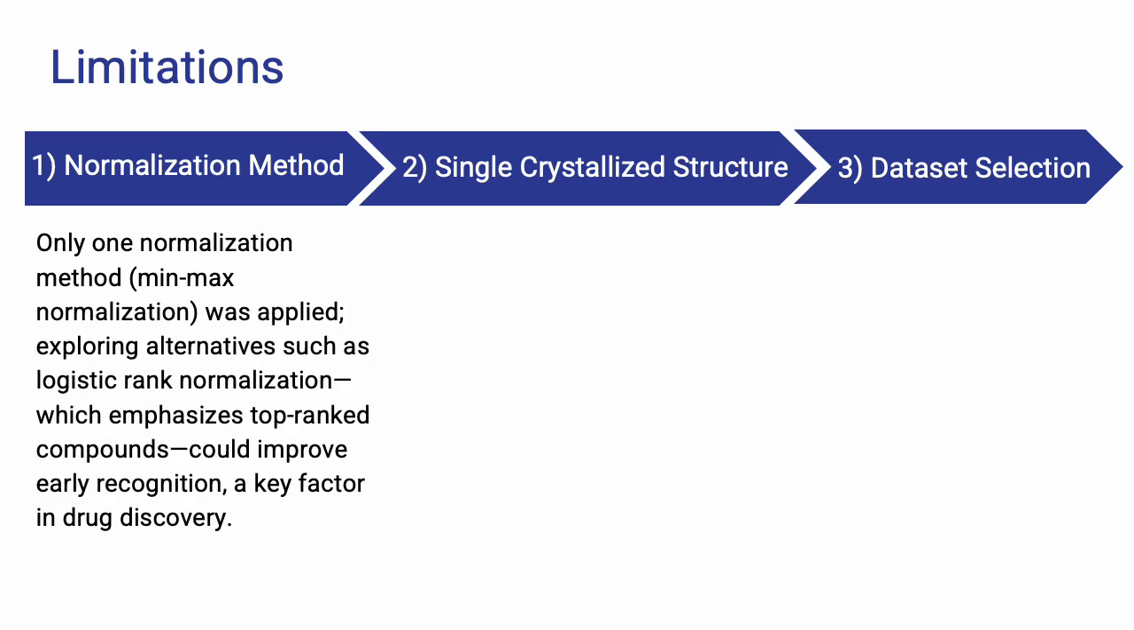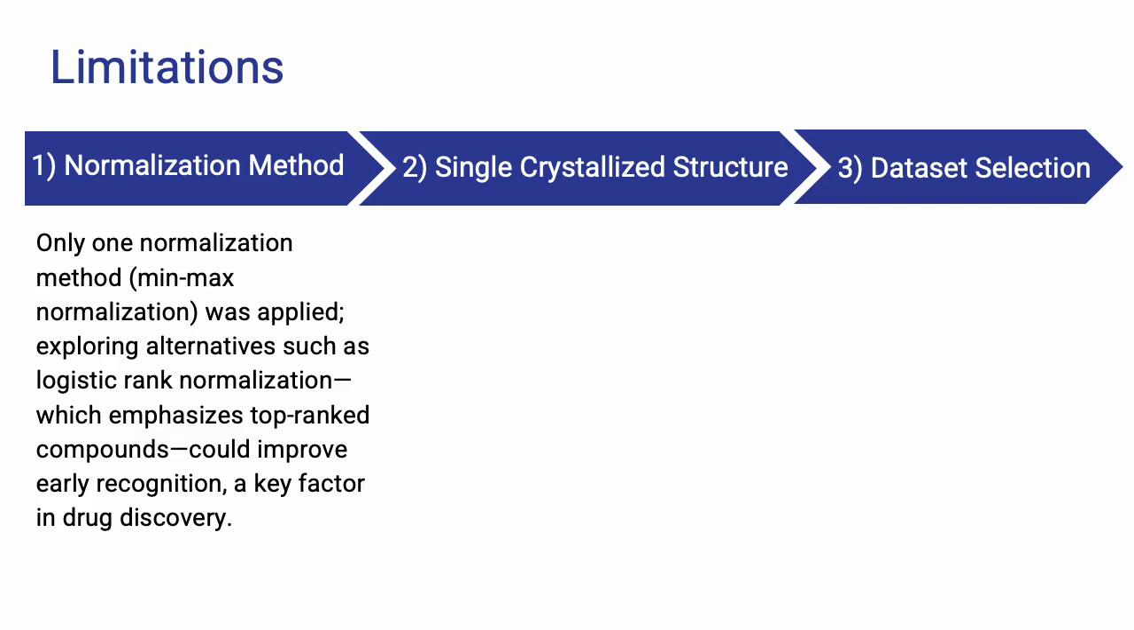Some potential limitations of this study include using a single normalization method, using a single protein structure, and the selection of the dataset. This study relied on only one normalization method, the min-max normalization, and while this approach is commonly used, it is sensitive to outliers, and exploring alternative normalization methods could be beneficial.